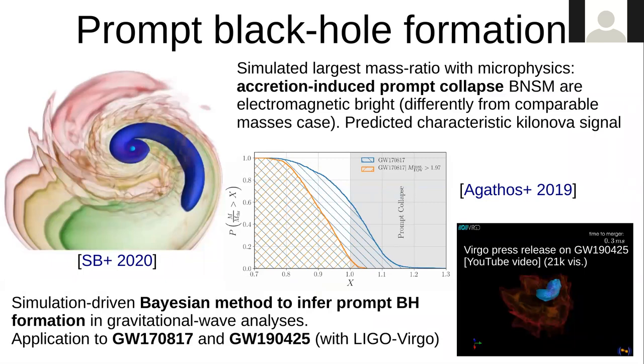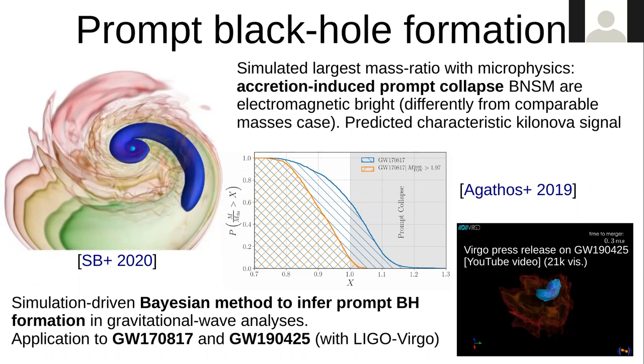In sub-project P2, we simulated the largest mass ratio to date with microphysics and studied black hole formation, that in this case is due to the tidal disruption and the accretion of the secondary star into the primary. So these mergers are interesting because this tidal disruption event generates a massive neutron-rich dynamical ejecta and also a massive disk that forms even prior to merger. And we predict that the system might be associated with electromagnetic transients that are very different and very peculiar from those of equal mass prompt collapse mergers.